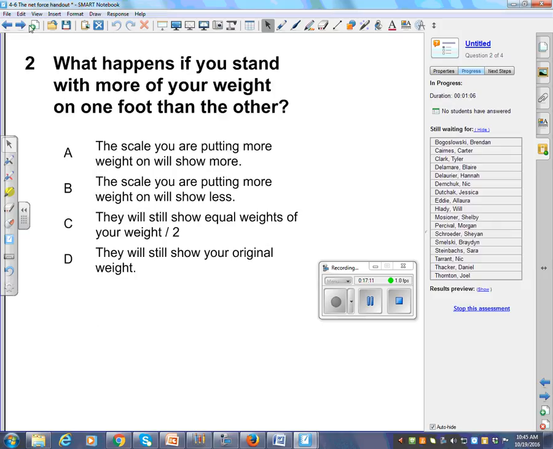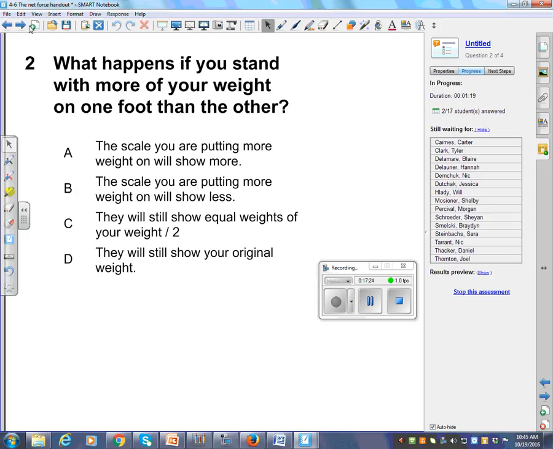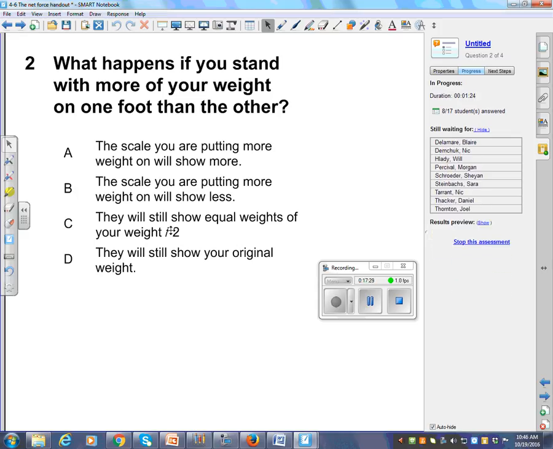Okay, we'll come back to the answer in a second. What happens if you stand with more of your weight on one foot than the other? What if I try to lean a little? Will the scale you're putting more weight on show more, or will it show less? Will they still show equal weights, or will they still show your original weight? Golly, I sure hope everyone gets this one right. Wait, what is it? Because you better get this one right.